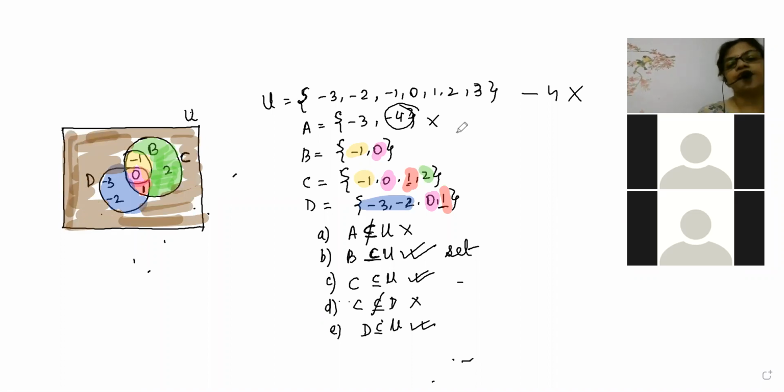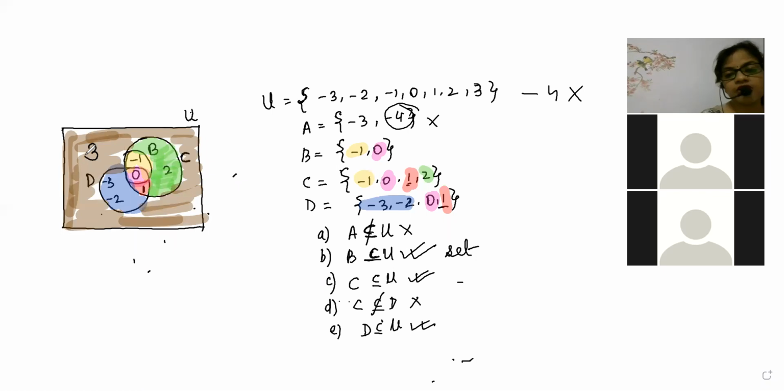Okay, so outside the universal set region is this one, so it should also contain an element. Now look here, beta, which element is not present in B, C, D? -3 is there, -2 is there, -1 is there, 0 is there, 1 is there, 2 is there, but one element is there, which is 3. So 3 is not present. So 3 will be outside.